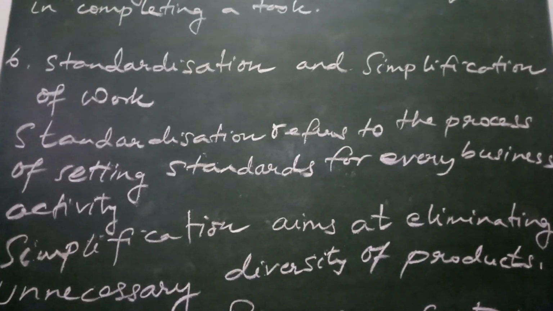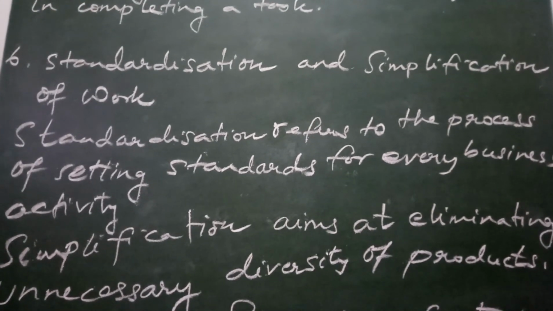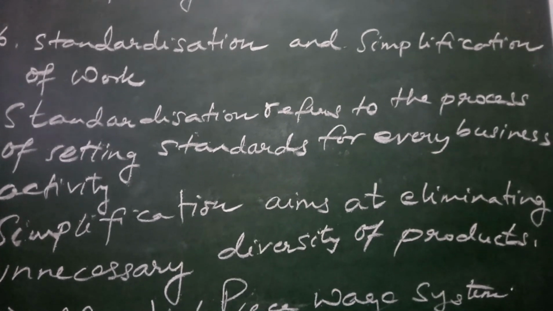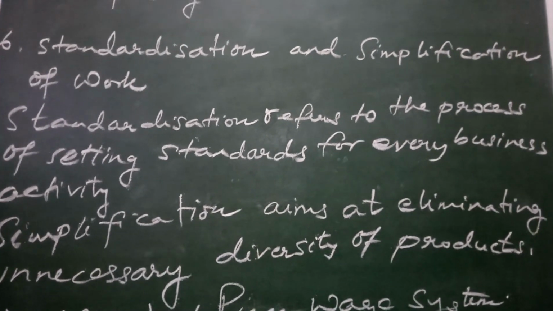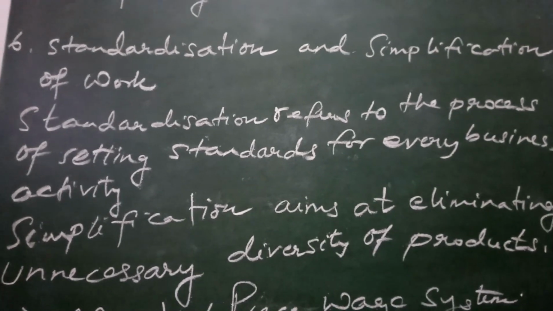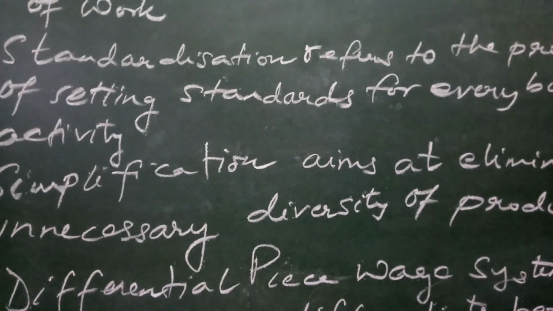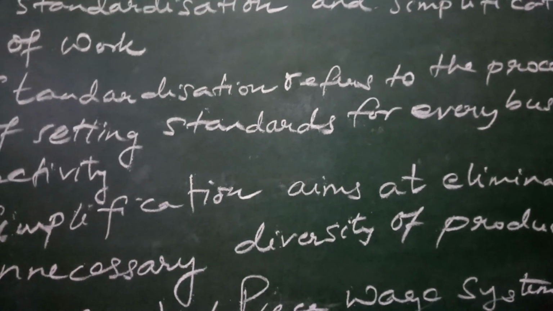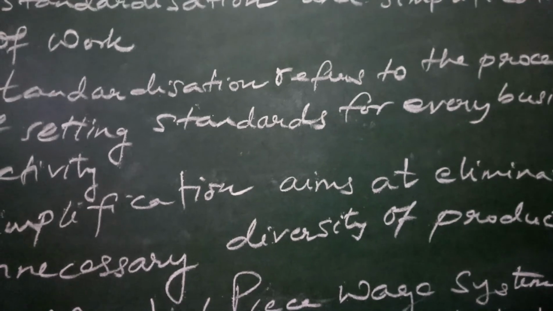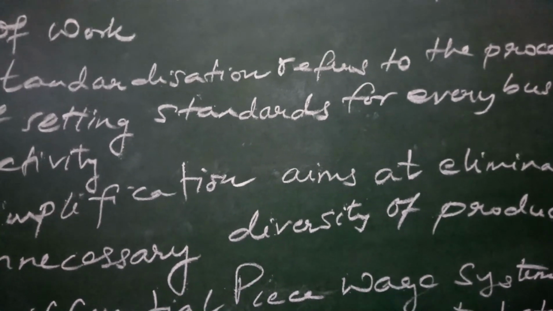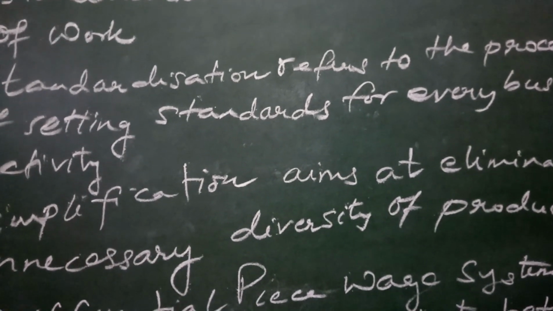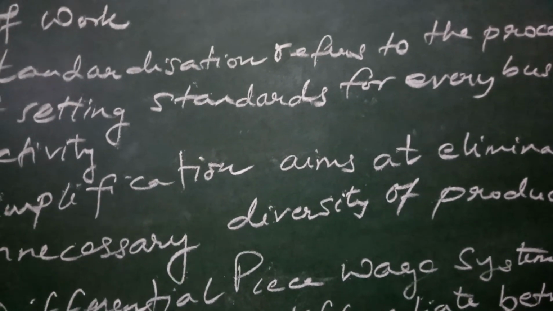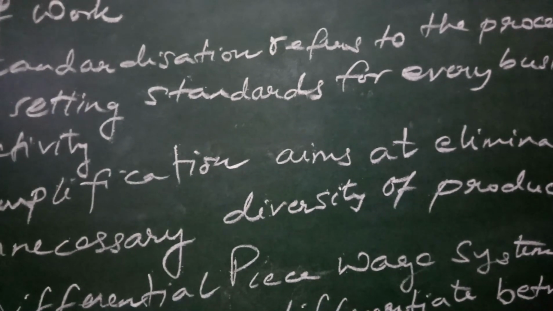The next technique: standardization and simplification of work. Standardization refers to the process of setting standards for every business activity, and simplification aims at eliminating unnecessary diversity of products. Taylor was a supporter of standardization. According to him, scientific methods should be used to analyze methods of production prevalent under the rule of thumb. The best practices can be kept and further refined to develop a standard which should be followed throughout the organization.